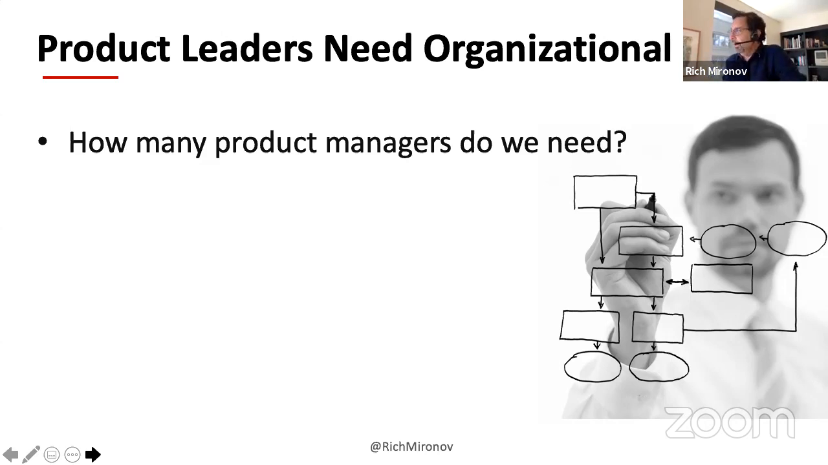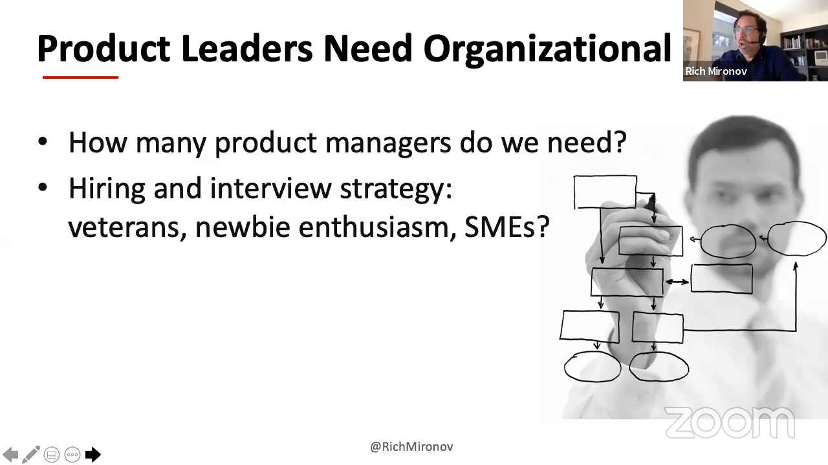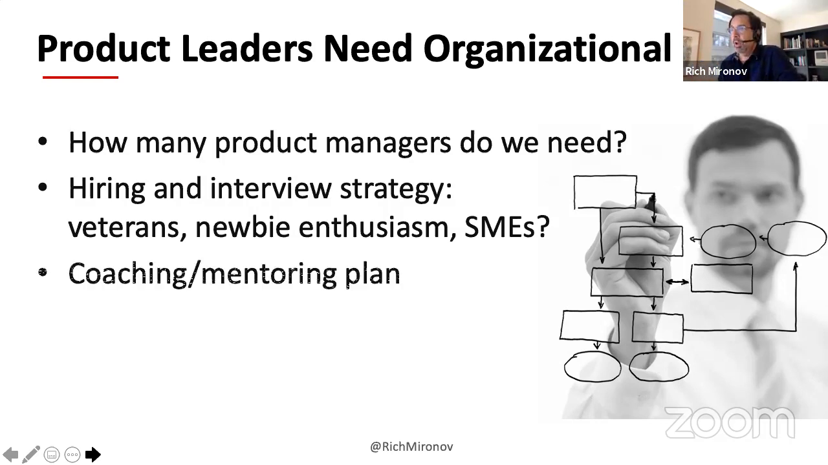So as a product leader, I should have a theory about how many folks I need, right? I should have a hiring and interviewing strategy. Do I want a mix of senior veterans and newbies who bring enthusiasm but need help, and a couple of subject experts? What's my plan for how to assemble a team, a group, a department, so we actually have the required skills and can help each other? It's not enough to just let HR write a job description and send you folks, because they don't understand what product is either, right?